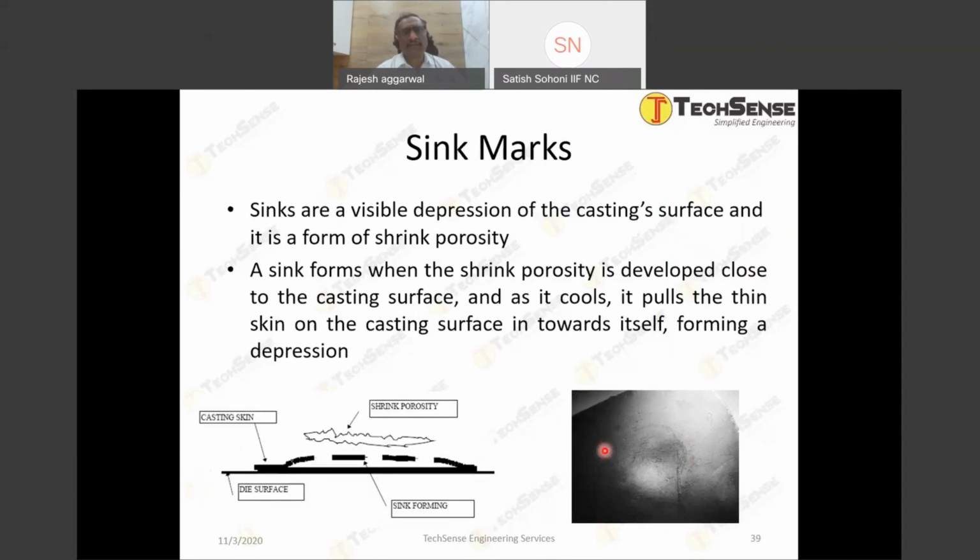Sink marks are visible depressions on the casting surface. It is a form of shrinkage porosity. A sink forms when the shrinkage porosity develops close to the casting surface, and as the casting cools, it pulls the thin skin on the casting surface in towards itself, forming a depression. Right? So this sort of depression is getting formed.